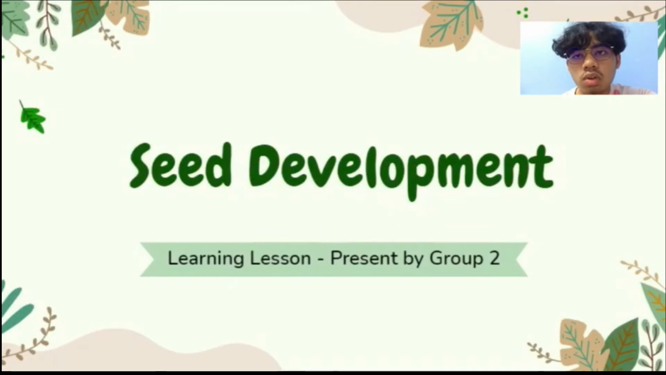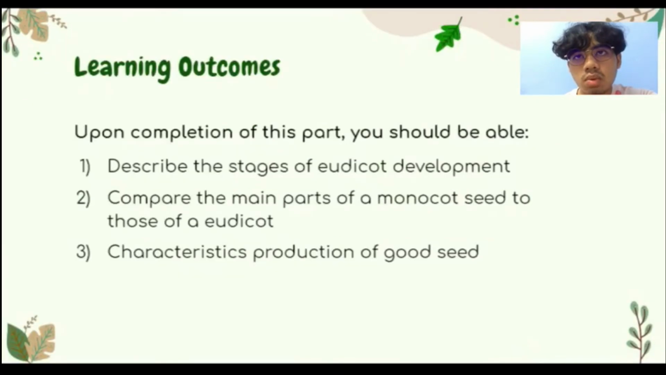Assalamualaikum warahmatullahi wabarakatuh. And today I'm going to present to you the learning outcomes of our SCL project. So upon completion of this part, we should be able to first describe the stages of eudicot development. The second learning outcome is to compare the main parts of a monocot seed to those of a eudicot seed. And the last learning outcome is the characteristics of production of good seed.